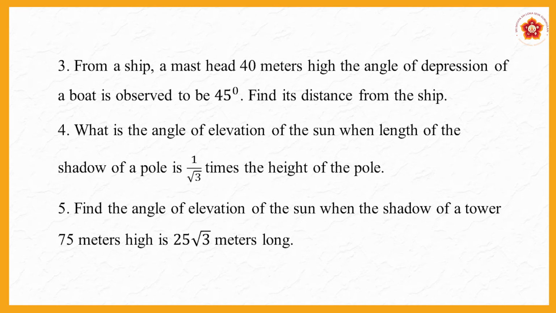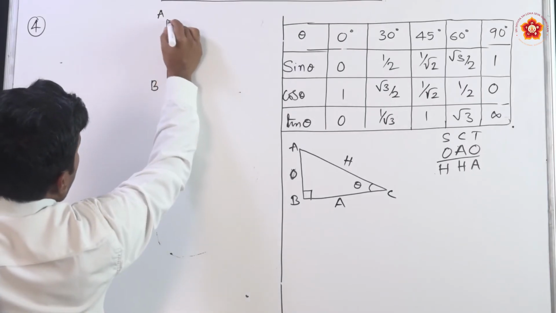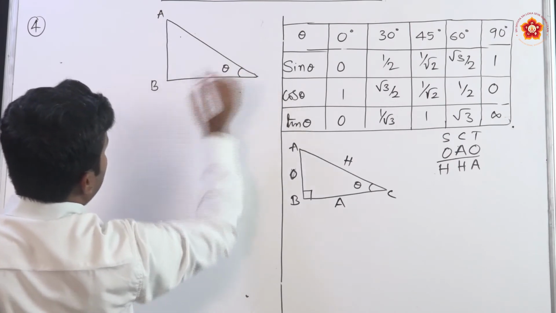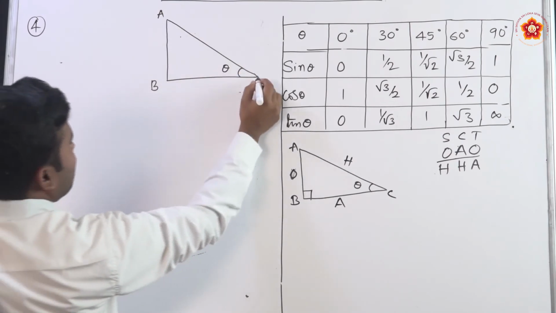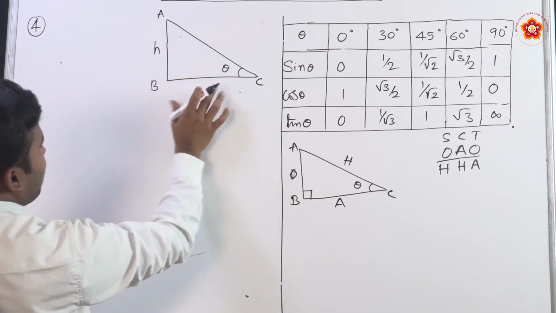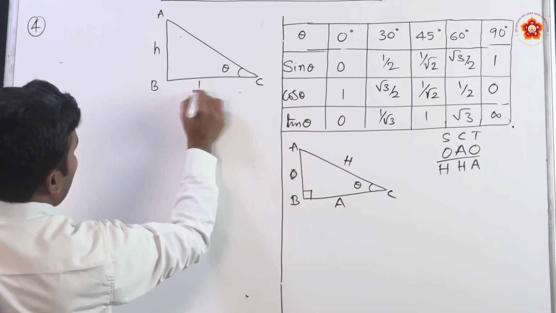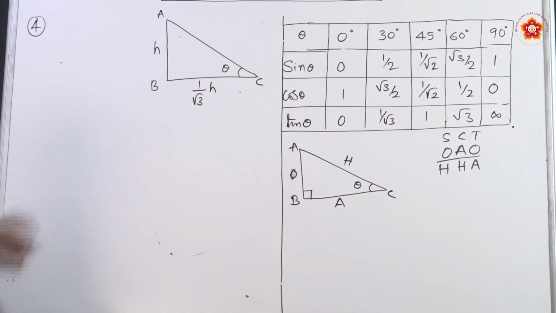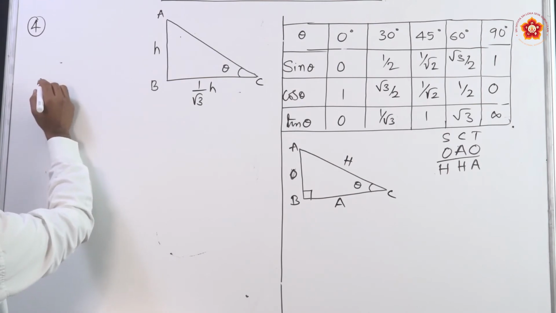Now let us draw the triangle. This is a pole, I will take it as AB, and we do not know the angle of elevation. Let us take it as theta, and this is C. What they have given is the height of the pole is h, and the shadow can be taken as 1 by root 3 times h. So now let us define tan theta for this.